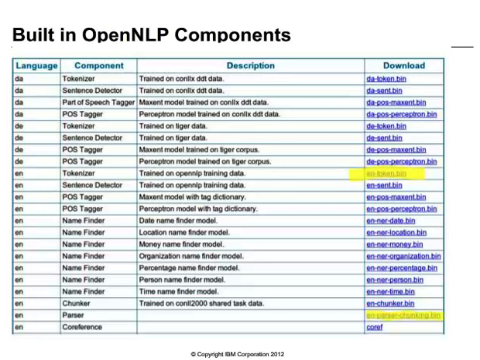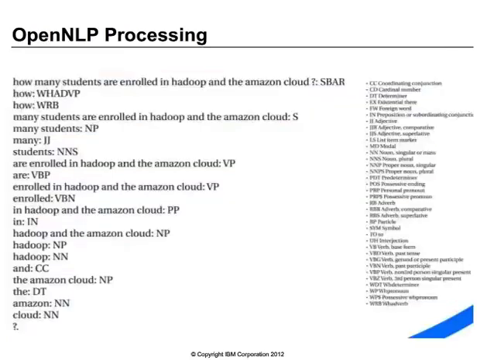OpenNLP has built-in components that you can call to dissect, classify and understand the statement. Here is a partial list of built-in components that can be called to understand the statement. The more components that are used, the more the statement is understood. In our prototype, only the sentence detector and the chunker components were used. In the example above, you can see how OpenNLP would parse and classify the words found. The more OpenNLP components you use, the better the question will be understood.